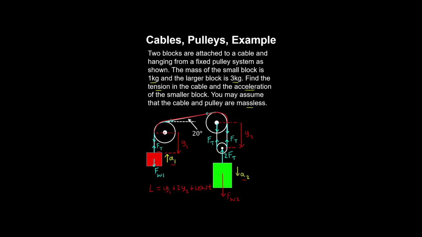So if we differentiate this twice with respect to time, the length of the entire cable is constant, and we obtain the acceleration of block 1 plus 2 times the acceleration of block 2 equals zero. So therefore, in addition to the equations of motion of the blocks, we have a third equation to solve for the three unknowns.